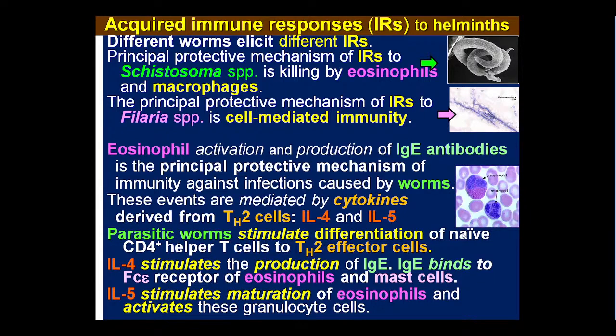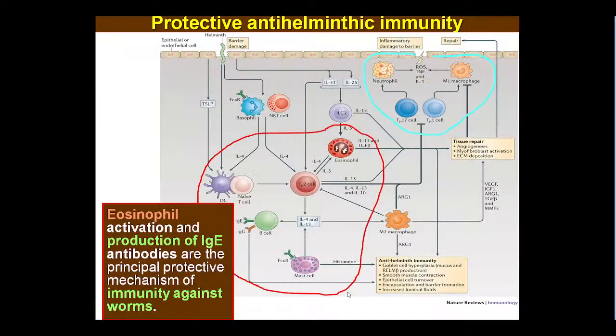Parasitic worms stimulate differentiation of naive CD4 cells to T helper type 2 because the immune response needs to be associated with interleukin 4 and 5. Interleukin 4 stimulates production of immunoglobulin E in plasma cells, and interleukin 5 stimulates replication of eosinophil precursors and recruitment of eosinophils to the blood circulation.